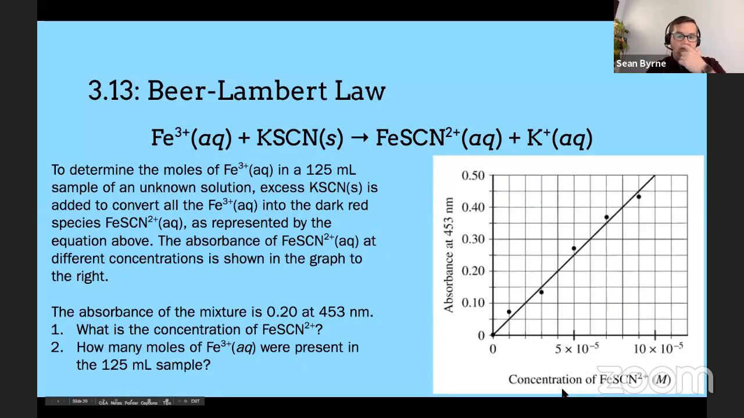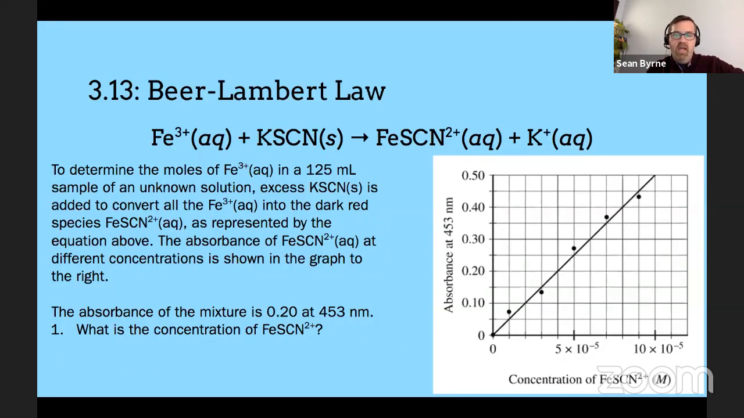And so the kinds of questions that we would want to ask is the absorbance of the unknown, right? So we have an unknown solution is 0.2. So what's the concentration of FeSCN at that point? And so this is just an exercise in reading the graph in order to answer that question. So we would see that here is absorbance of 0.2 where it meets our trend line. And we would read down and we would estimate that the concentration of FeSCN is 4.0 times 10 to the minus fifth.